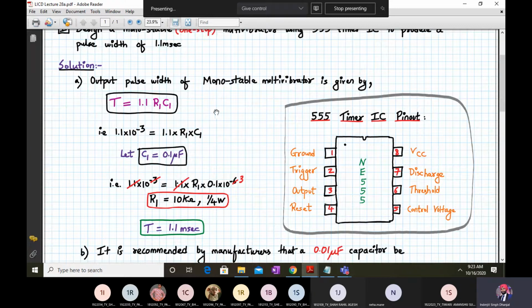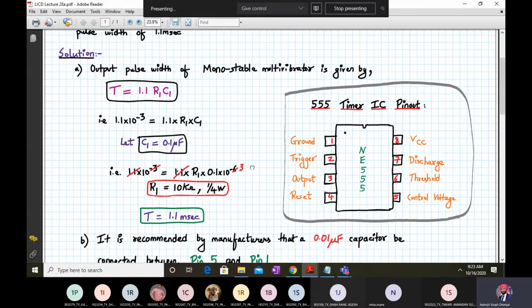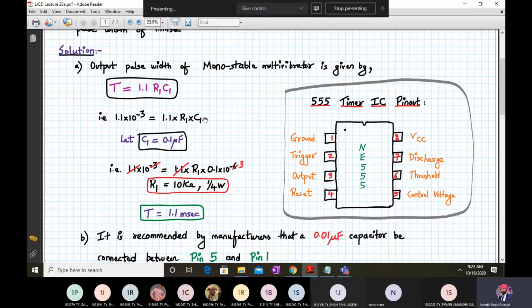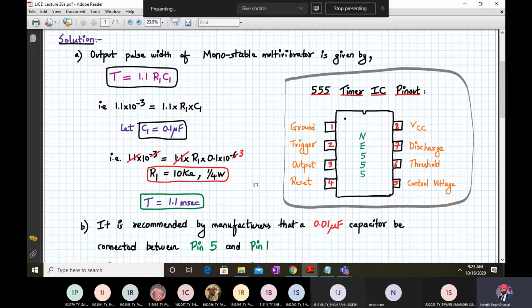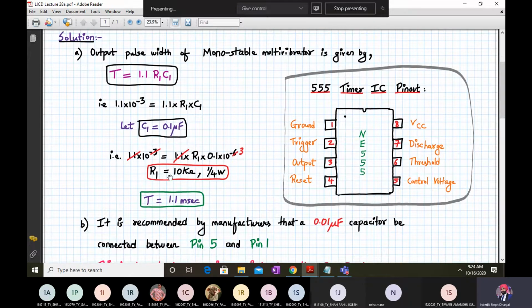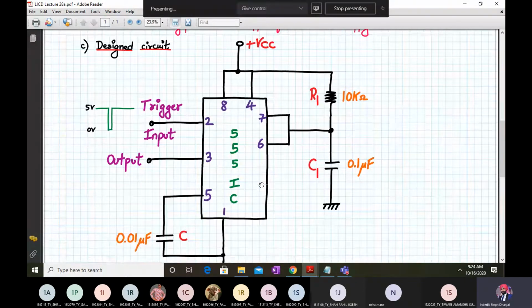Now the output pulse of a monostable multivibrator using 555 timer is given by T equal to 1.1 times R1 into C1, and the capital T is given as 1.1 into 10 raised to minus 3, which is equal to 1.1 into R1 into C1. Now over here there are two unknowns. We'll assume the value of C1 as 0.1 microfarad. So if we calculate it properly in the calculator, you will get R1 as 10 kilo ohm. So we have got our two external components, R1 and C1, and T is given as 1.1 millisecond. So here is my circuit diagram.